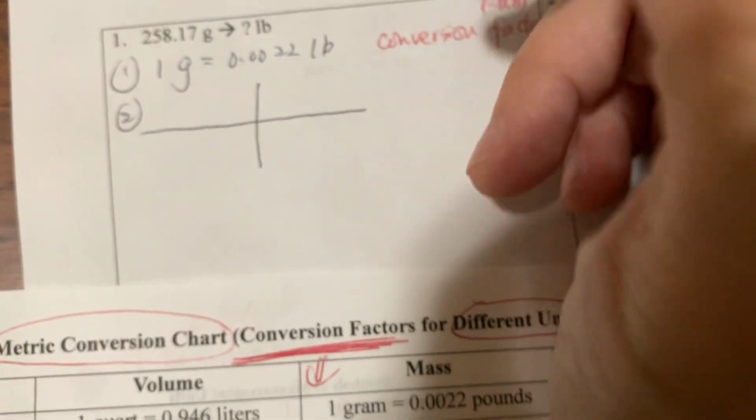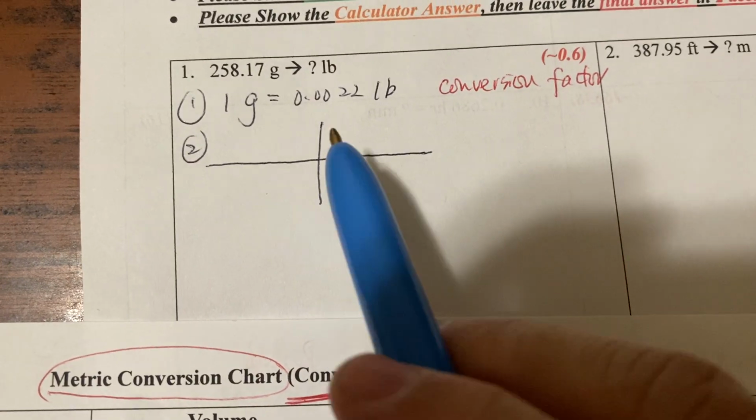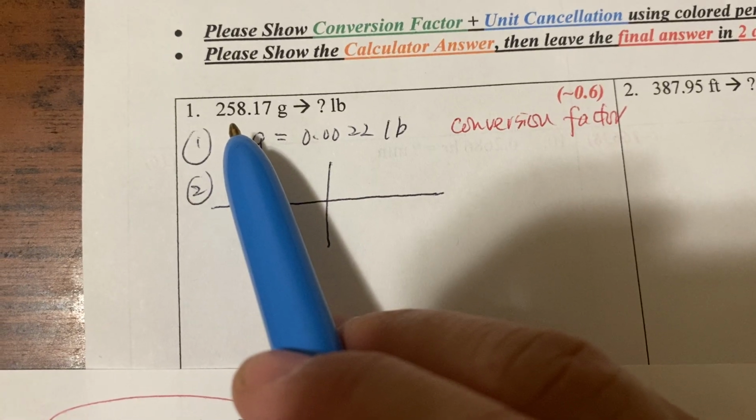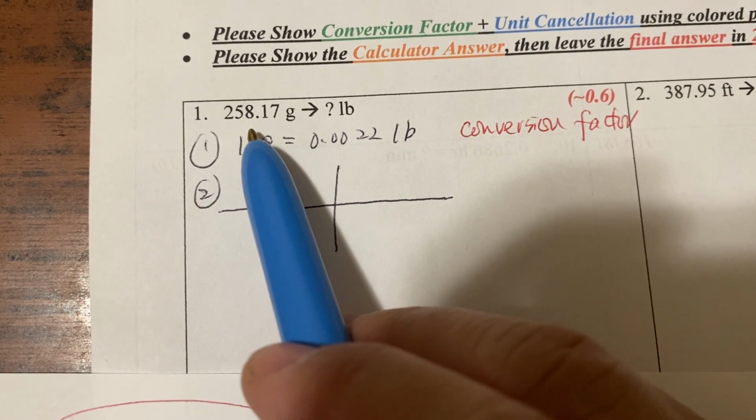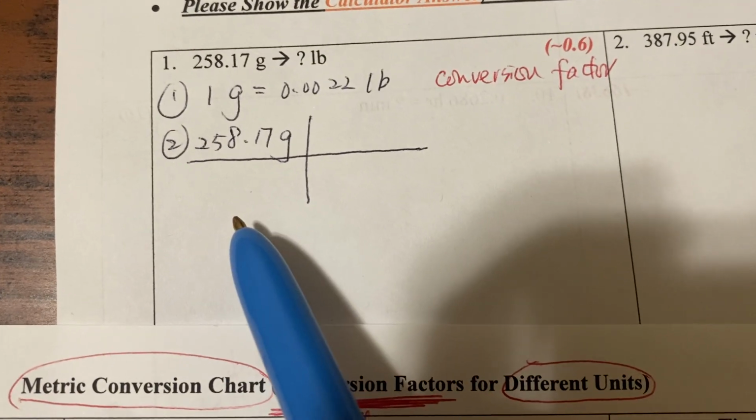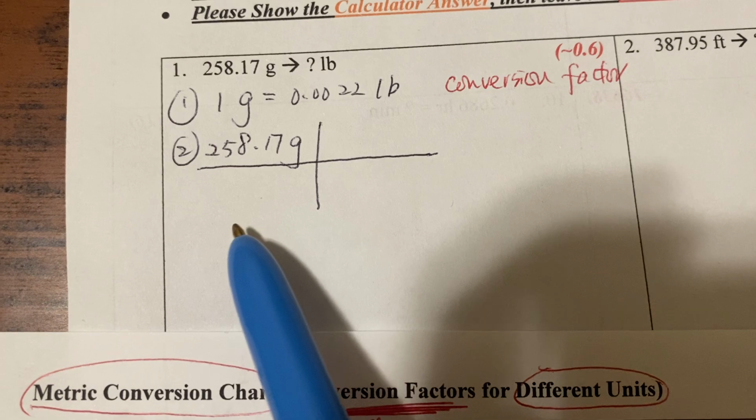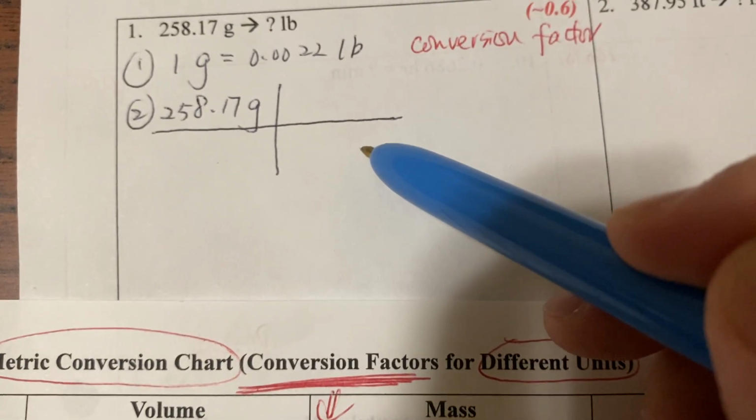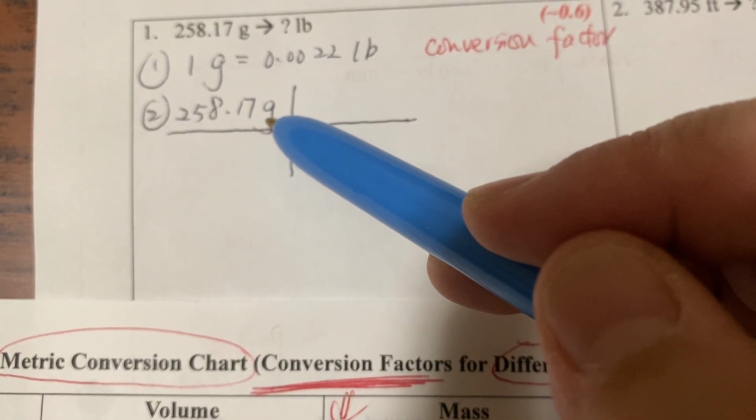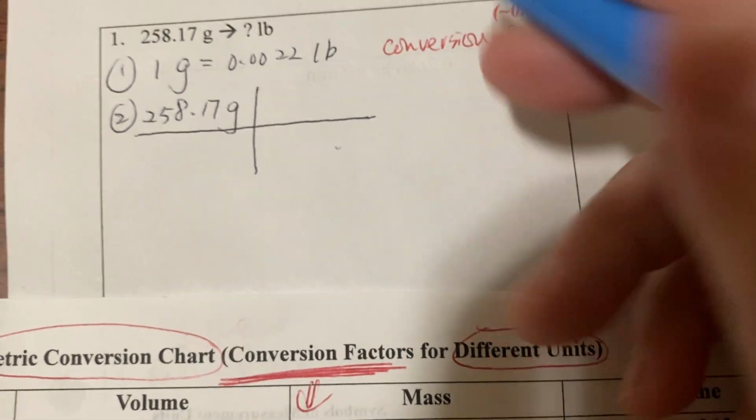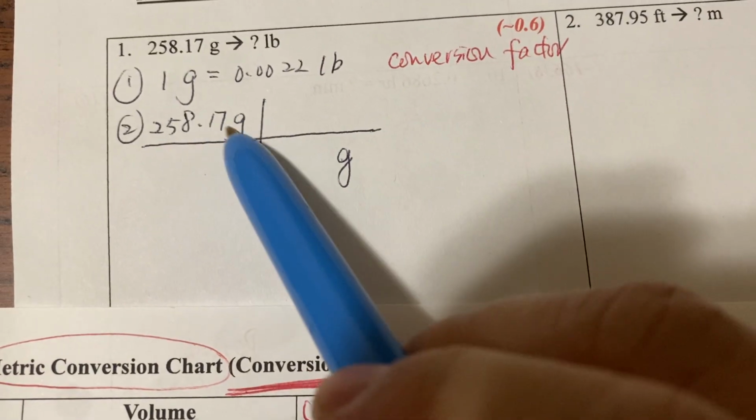Then step 2, I'm going to set up the so-called dimensional analysis. I'm going to set up a table like this. On the top left, I'm going to write down what I was given in the question, which is 258.17 grams. On the bottom of it, never write anything. Leave it blank. Don't touch it. On the bottom right, I want to make sure that this one has the same unit diagonally as what you're given in the question. If this one has g as the unit, then diagonally this must be g too. They must have the same unit.